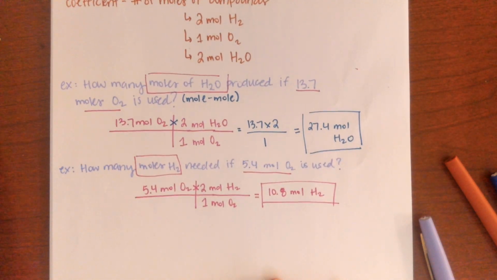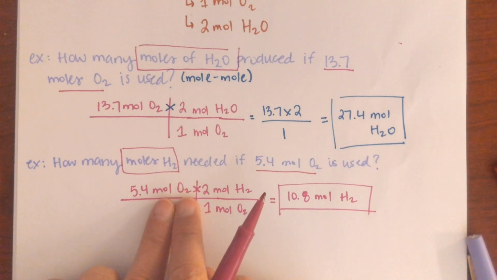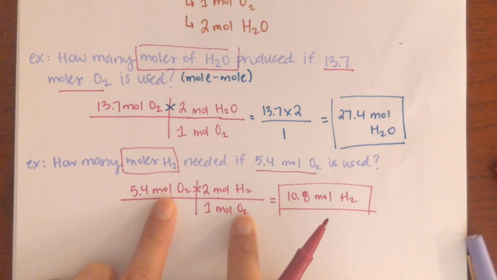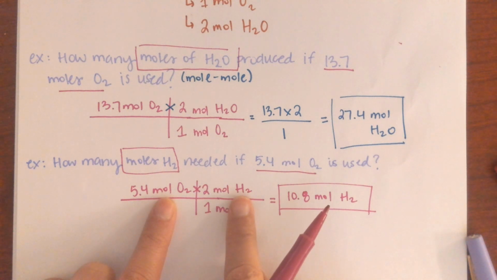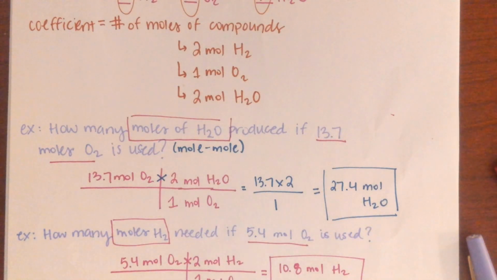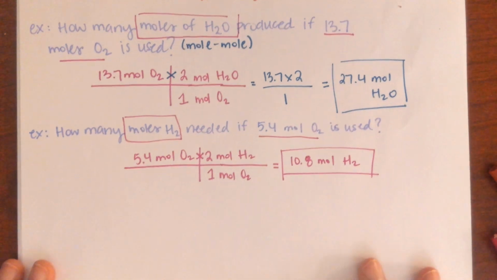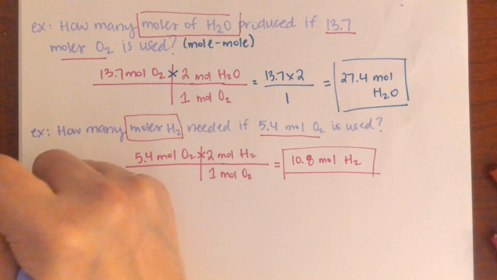Alright, so you should have gotten 10.8 moles of H2. So I start with 5.4 mole O2, put the mole O2 here, and then I'm looking for moles H2, and then the ratio is 2 to 1. When I solve, it's 5.4 times 2, which is 10.8. Okay, so let's do another type of conversion.